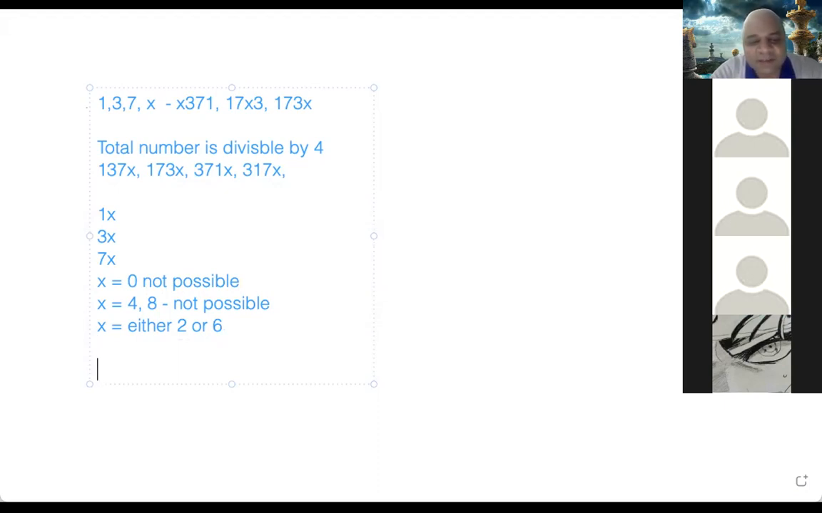So 1X is 12 or 1X is 16, 3X is 32 or 36, 7X is 72 or 76. All these numbers are divisible by 4. So you know that X is either 2 or 6. Okay, now you have to find out which one it is.